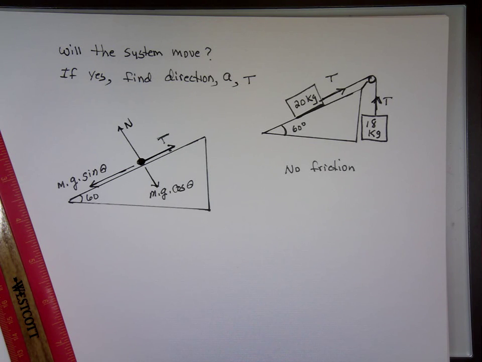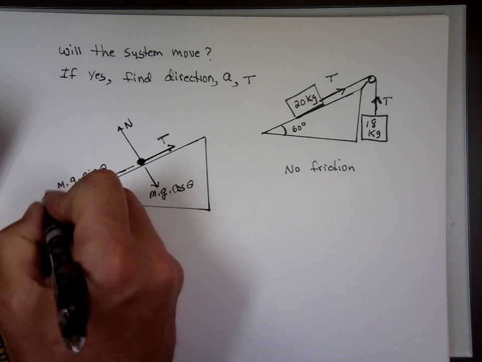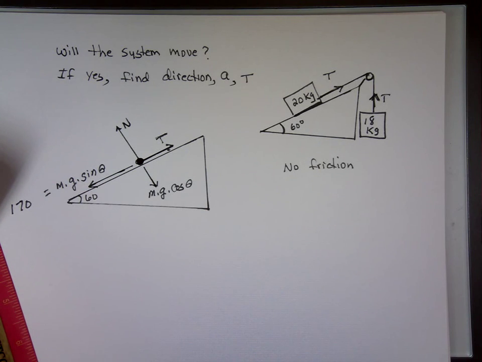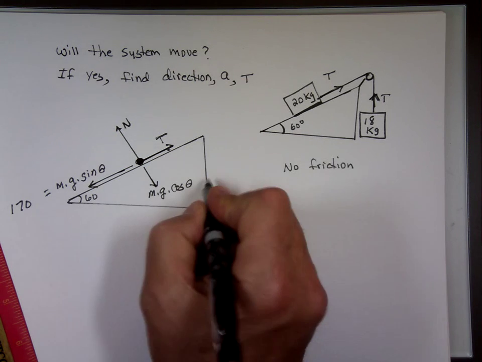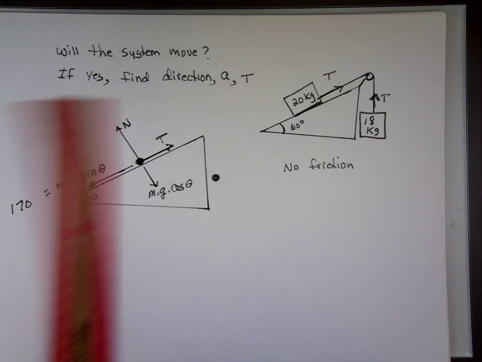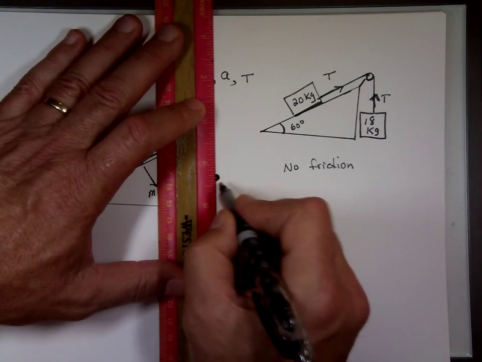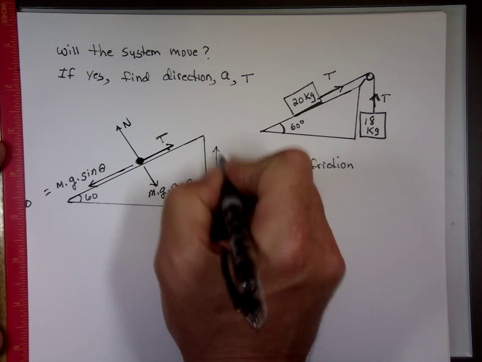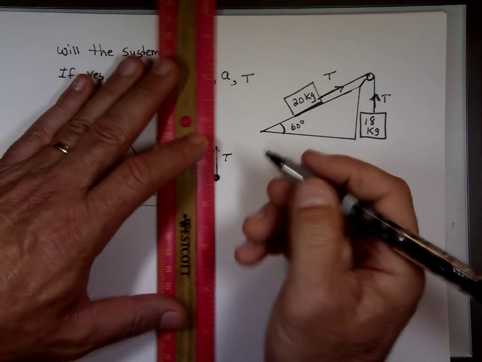So let's do the math. 20 times 9.8 times sine of 60. I got 169.7. About 170. Let's look at this one here. That little weight, 18 kilogram. What do we have acting on it? We have the weight up there. That's the tension. And we have the weight down.